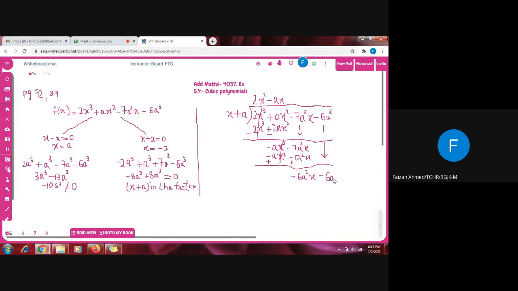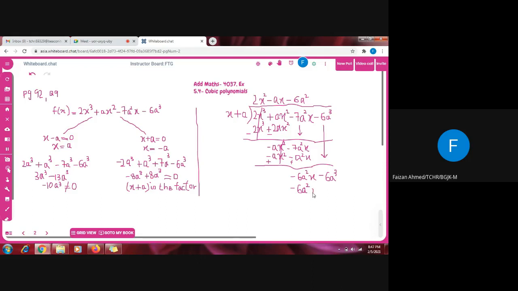And now again I have to try one more time. This is minus 6a square x and this is only x. So I have to multiply it with minus 6a square. So I will write minus 6a square at the top, and now I will multiply it with x to get minus 6a square x.